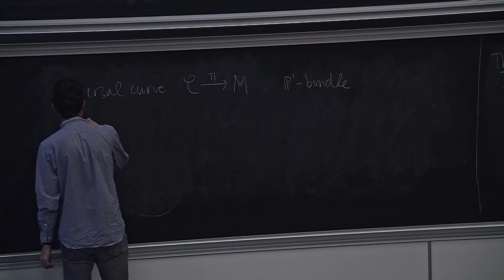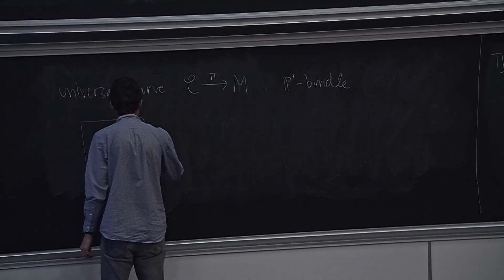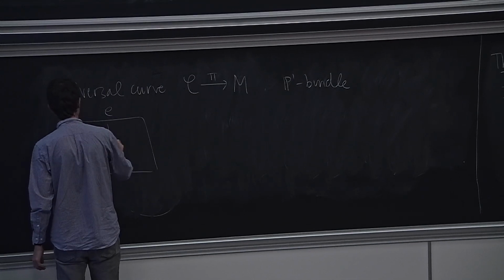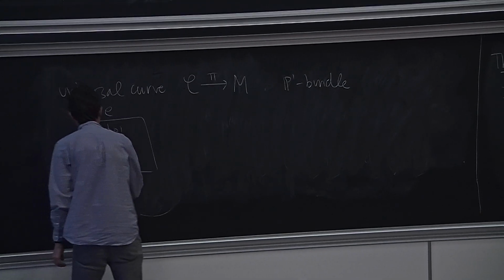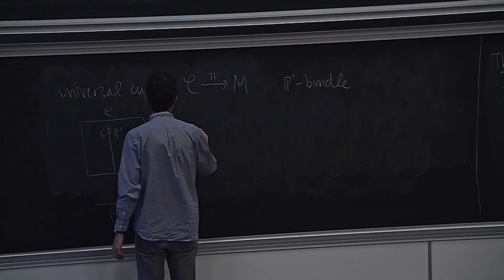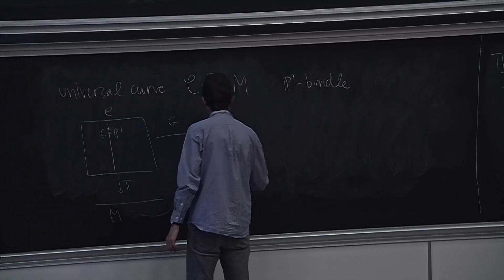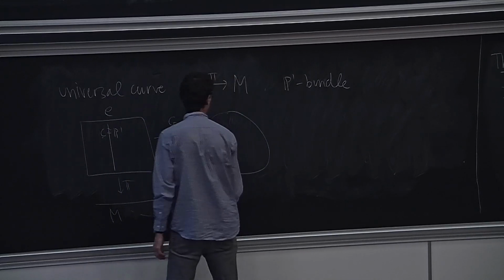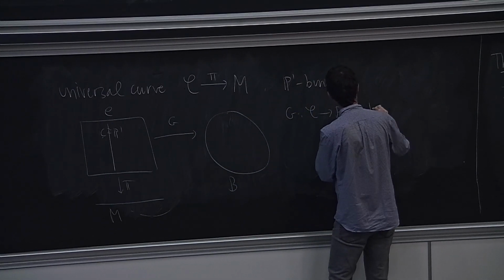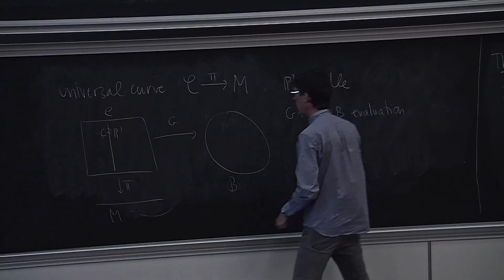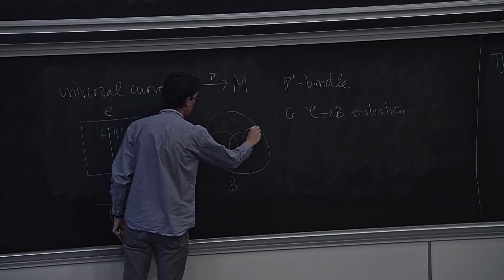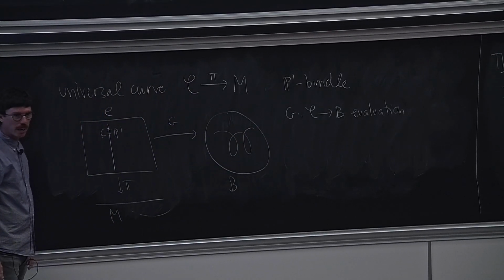Okay, so I picture it like this: here's this universal curve, which has fibers that are really P1s. I'll just call them C. I map down to that moduli space M, and then I have a kind of evaluation map over to B. So this G is the evaluation map. Over here the curves are P1, but of course their images could look like this. They can have singularities and stuff.